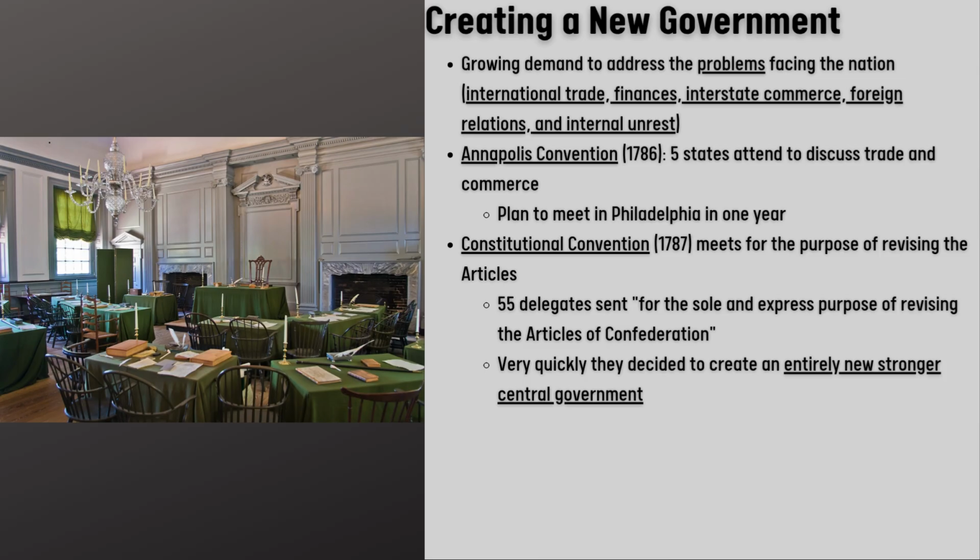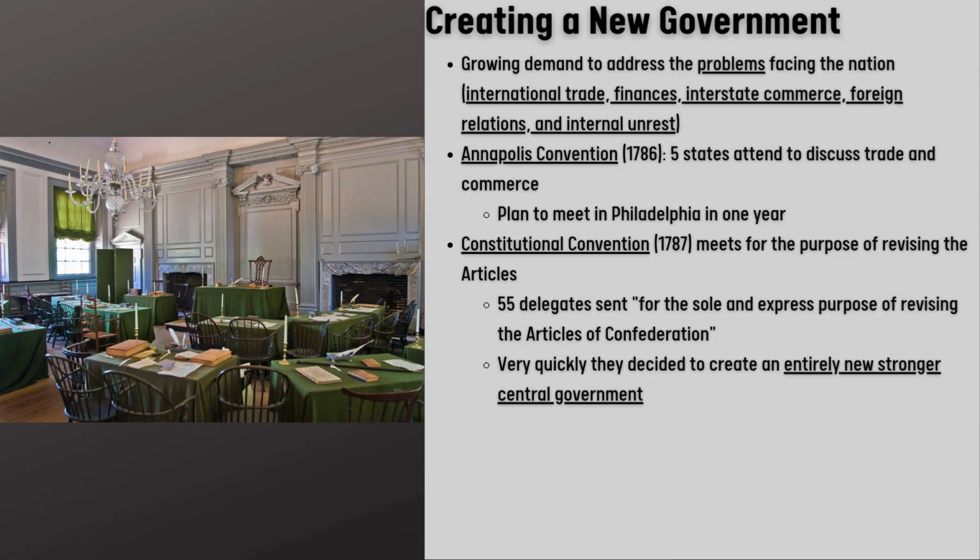In 1786, the Annapolis Convention was convened with representatives from 5 states to discuss trade and commerce. This gathering highlighted the need for a more comprehensive approach, and it set the stage for the momentous Constitutional Convention in Philadelphia a year later.